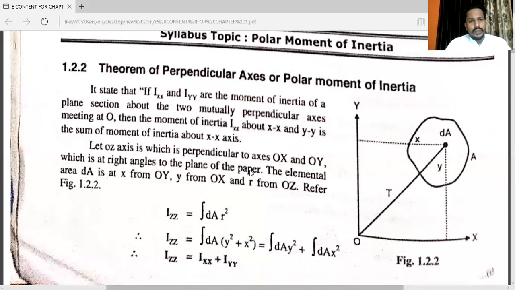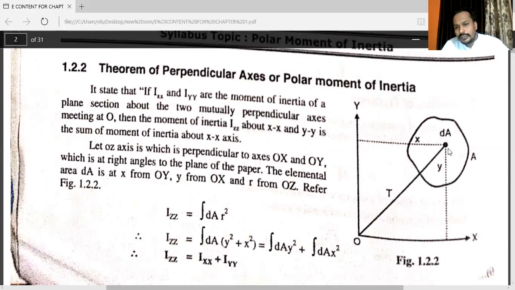See, polar moment of inertia is nothing but the theorem of perpendicular axis. You can see this diagram. See, the diagram indicates so many things. Again, the first important thing: OX is the horizontal axis, OY is the vertical axis. As before, x is the horizontal distance from the vertical axis OY.